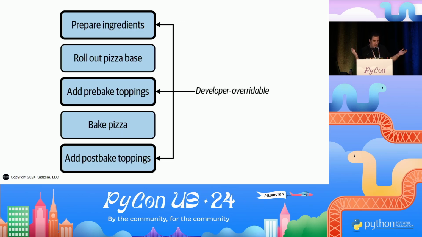I mentioned I'm going to talk about pizzas. Let's say I have an algorithm for making pizzas. I prepare some ingredients, I roll out a pizza base, I add my pre-baked toppings, I bake it, add post-baked toppings, delicious.